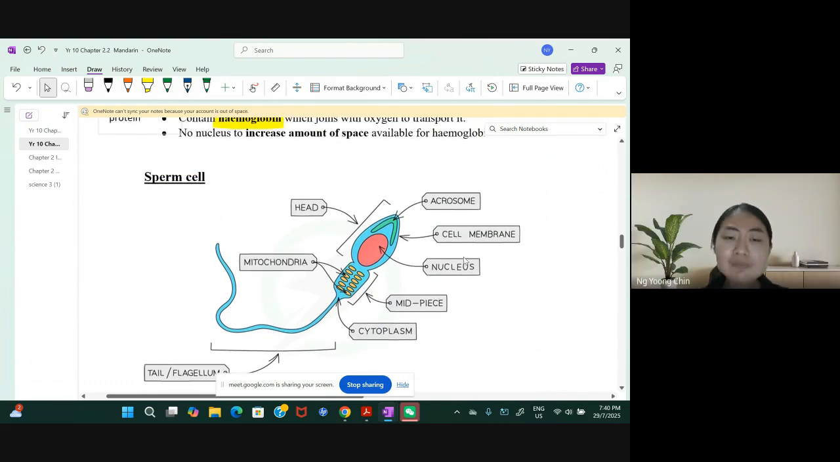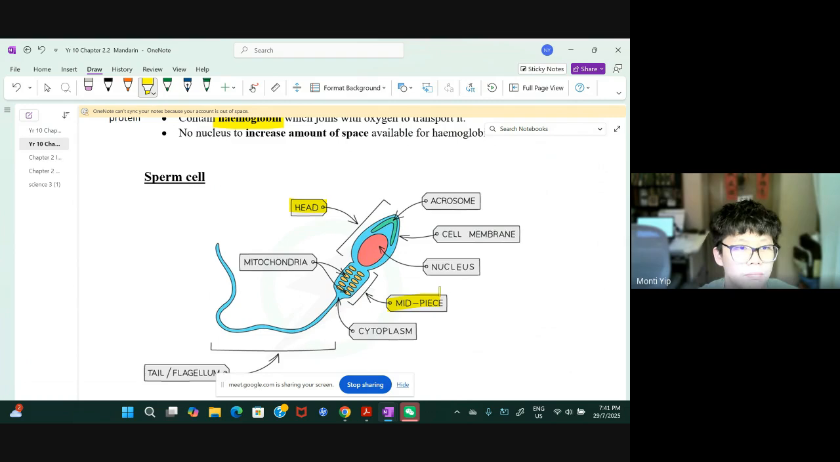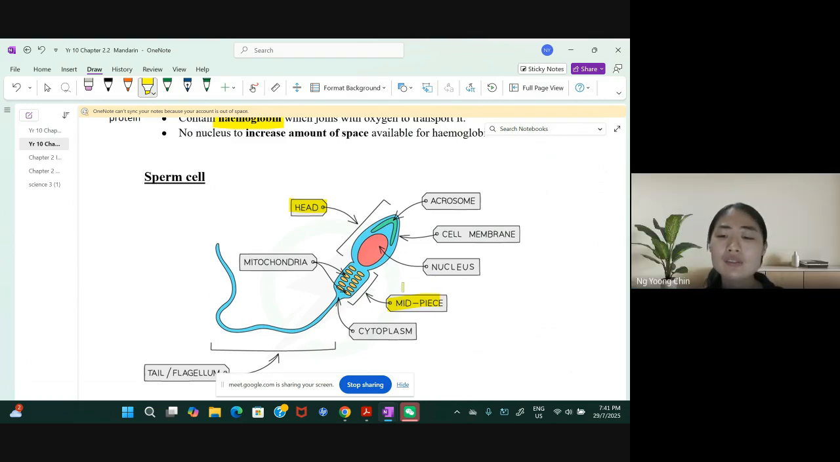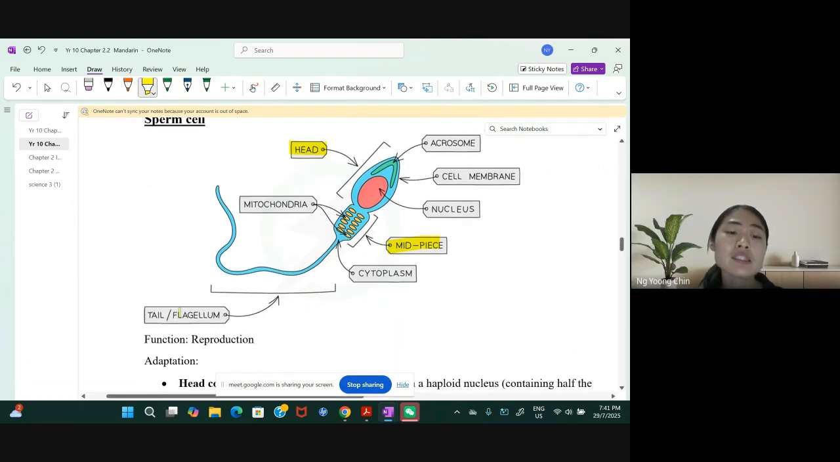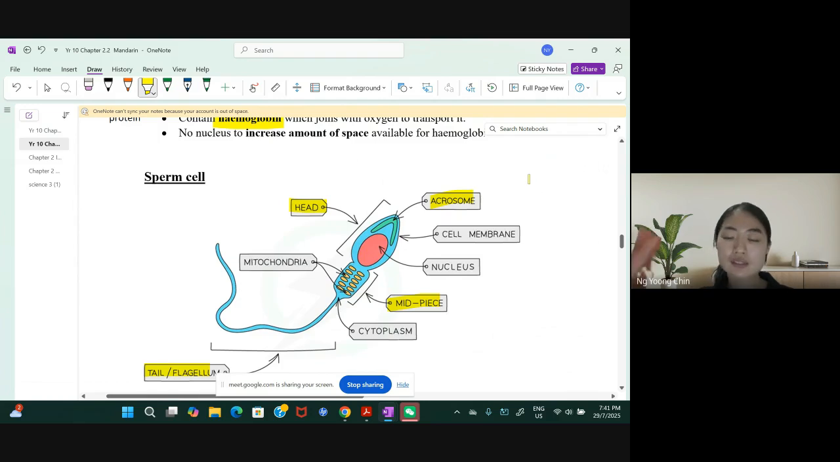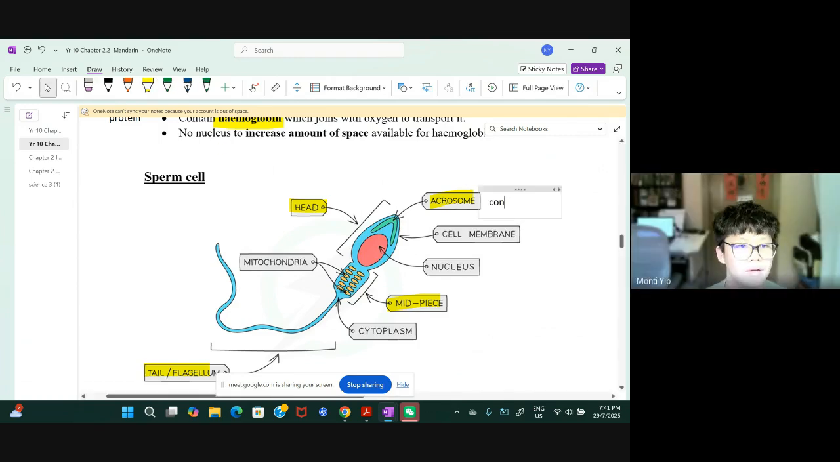You can see the structure of the sperm cell. It is made of 3 parts: the head, the mid piece, which is like the neck or upper body, and the tail or flagellum. The head contains 3 important structures. One is the acrosome, the sperm cap. Why? Because the acrosome contains enzymes.